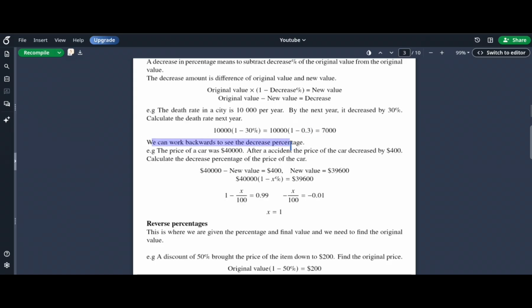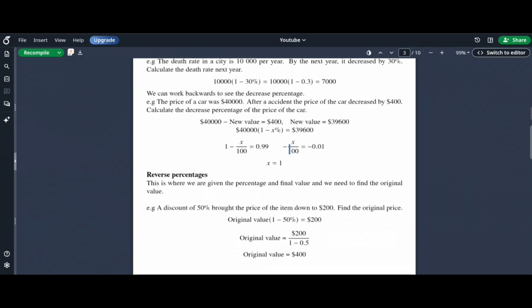We can work backwards and see the decrease percentage. Example: the price of the car was 40,000. After an accident, the price decreased by 400. Calculate the decrease percentage of the price of the car. Now you know how this works. 4000 minus the new value is equal to this. The new value is what? Now this number. We find the decrease percentage and see that it decreased by 1%.